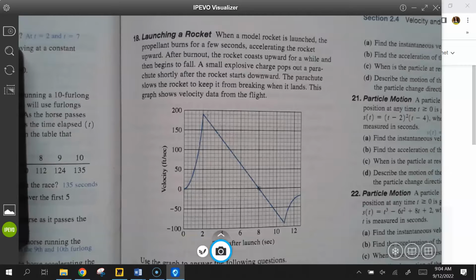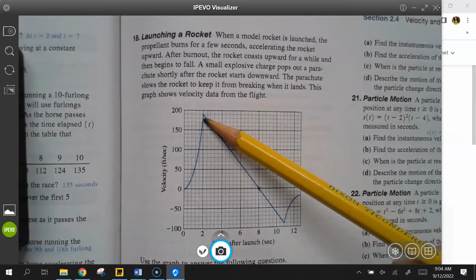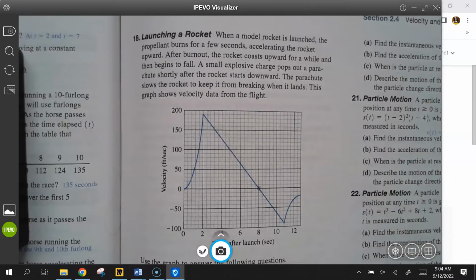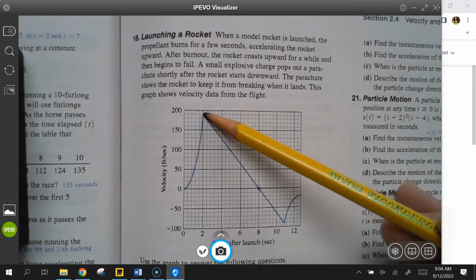How fast was the rocket climbing when the engine stopped? Remember, this is velocity, this is not position. So how fast do you think it was climbing when the engine stopped? About 190. Then the engine cuts off. How many seconds did the engine burn? About 2 seconds, right? So at about 2 seconds, the engine cuts off.